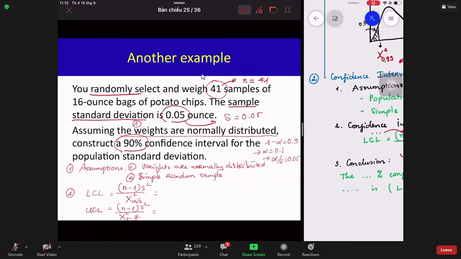So all of the information is given. For this, we are going to find 40, because 41 minus 1, multiplied by 0.05 squared, divided by these values here. Again, we have 40 times 0.05 squared divided by this.